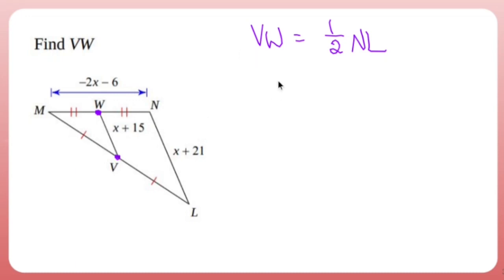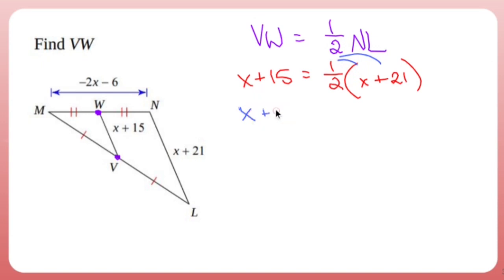So VW was x plus 15. That's going to equal 1/2 of NL, which is x plus 21. Now it's just an equation with distributed property and x on both sides. So let's distribute out the 1/2. That gives me x plus 15. That part hasn't changed. Half of x is 1/2 x. And half of 21 is 21 over 2.